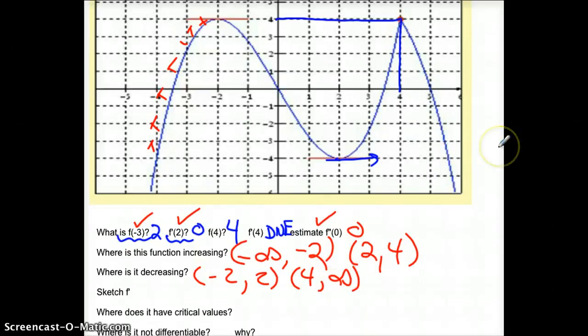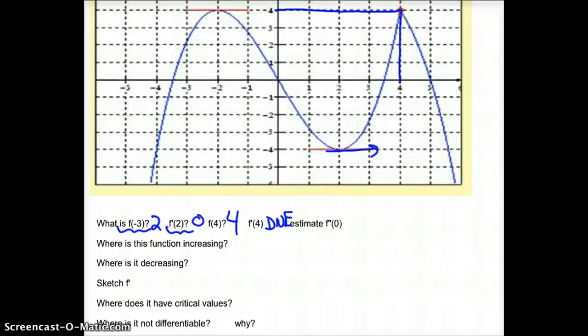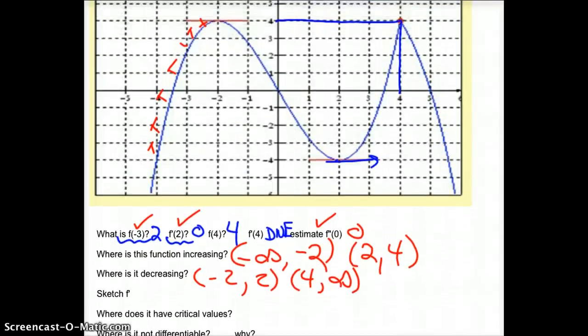I'm going to skip the sketch of f prime because we're going to talk about that later. When it says, where do you have critical values? I would tell you again, it's where the slope is 0. So right there at negative 2 is considered a critical value. Another critical value at 2. Third critical value where?